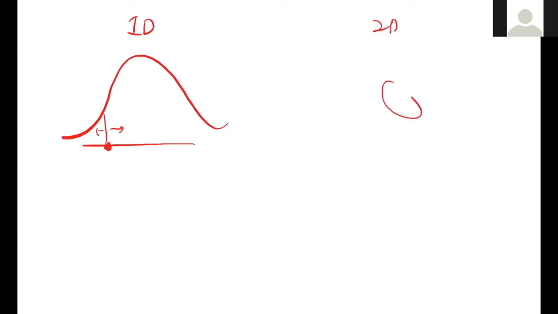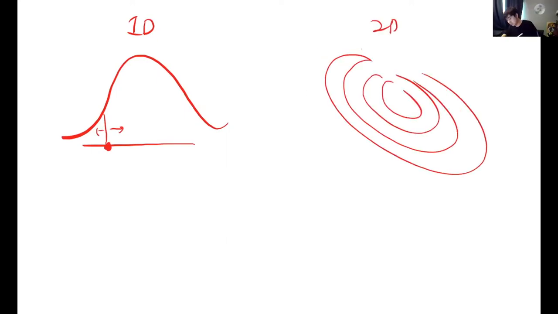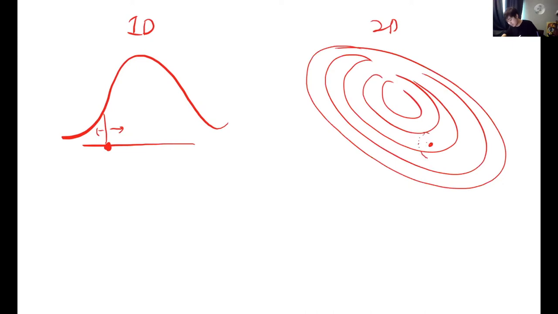Yes. So you see, in 1D, if you start from here, your proposal can only go left and right, right? So in 2D, if you later try a 2D example, if this is a contour plot and you start from here, then your Gaussian will be kind of like a circle, and you can go somewhere around here. So you do pick two directions.